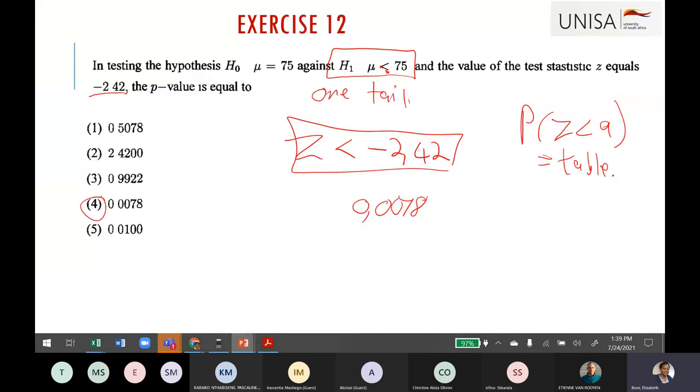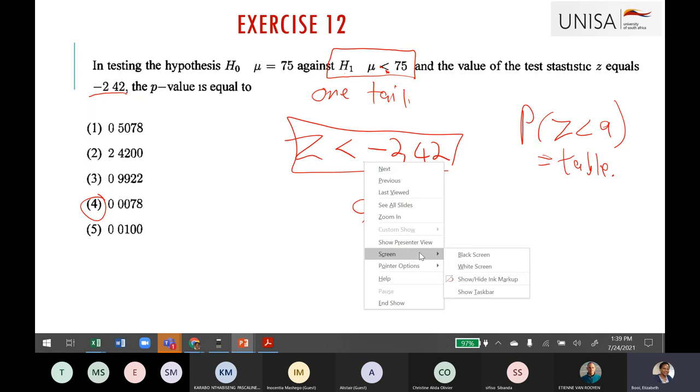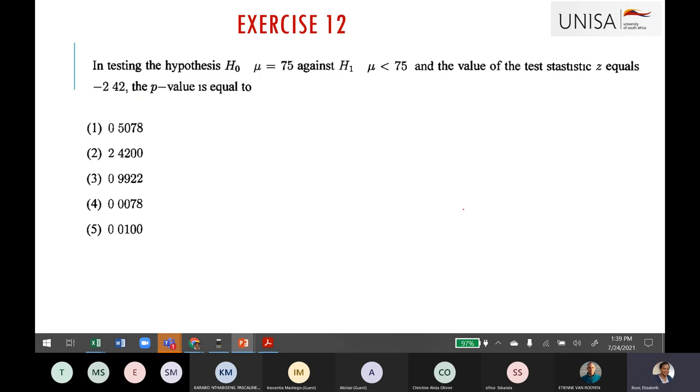And we did this last week. I'm going to repeat it again. So the answer is 0.78. But for interest sake, let me just clear, erase all of this.